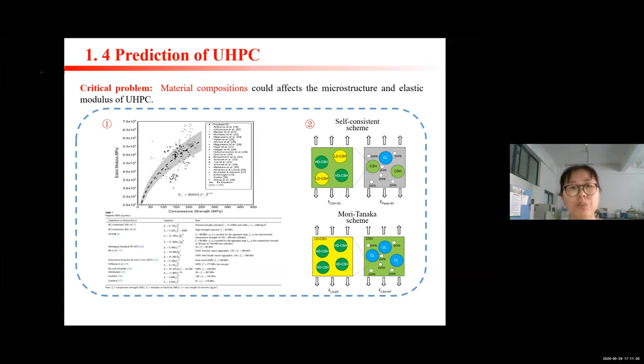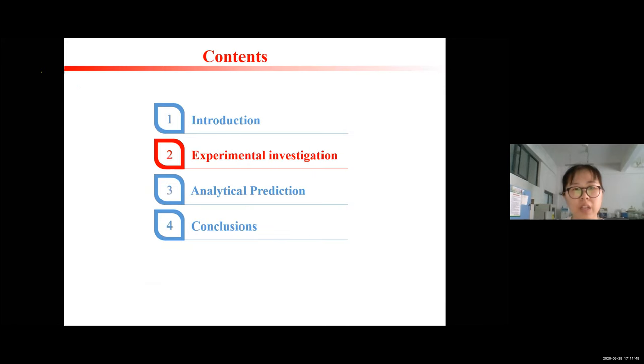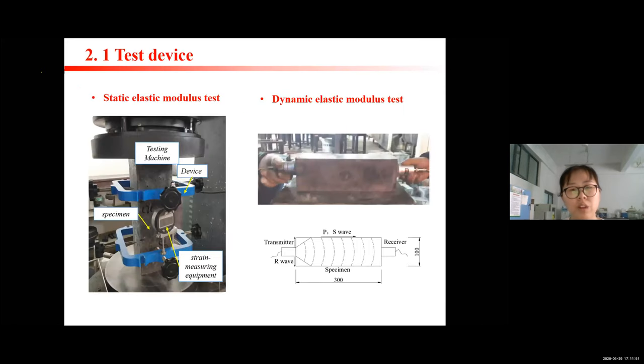So the problem is that material composition could affect the microstructure and the elastic modulus of UHPC, but there is a lack of research about this. And the second part is the experimental investigation.